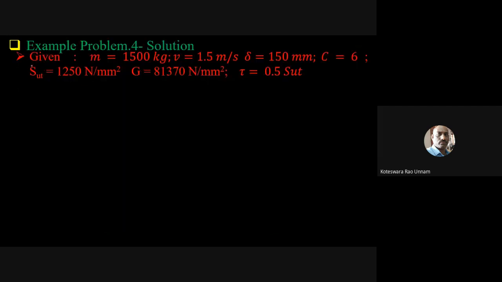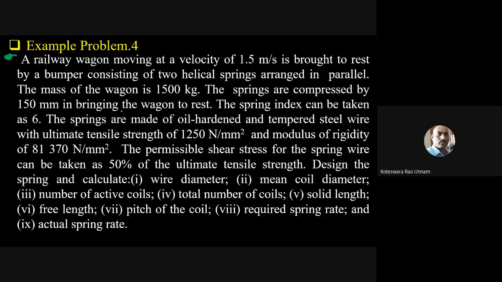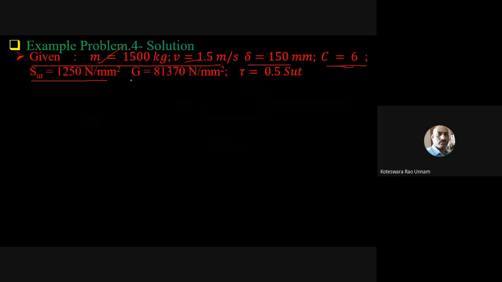So first, this is the given data in the problem. Mass of the wagon is 1500 kg and it is moving with a velocity v equal to 1.5 meter per second, and the compression of the springs delta is 150 mm. The spring index is given as 6, S_ut is given as 1250 Newton per mm square, G is given as 81370 Newton per mm square, and it also says the allowable shear stress is 50% of the ultimate strength.